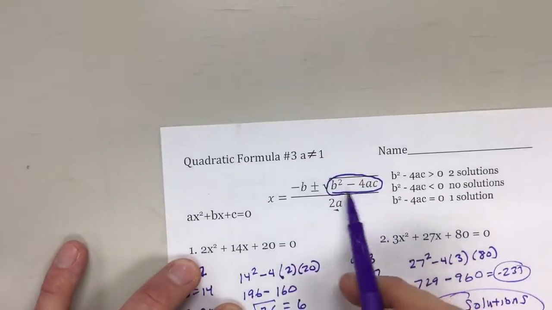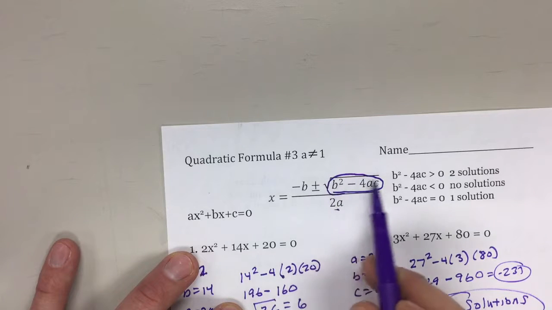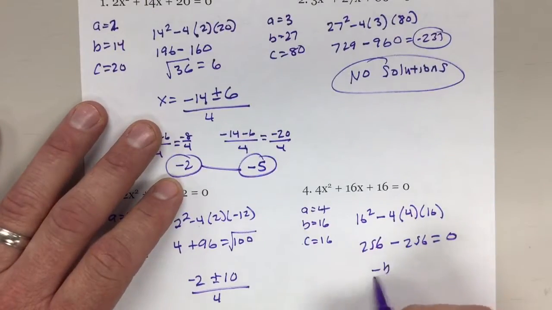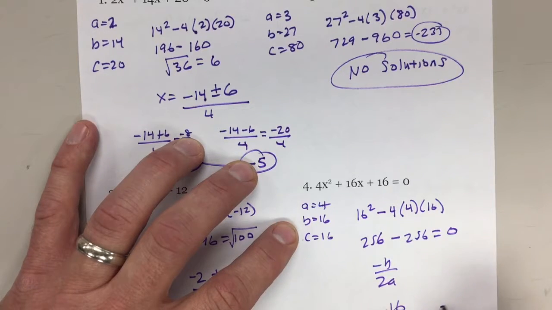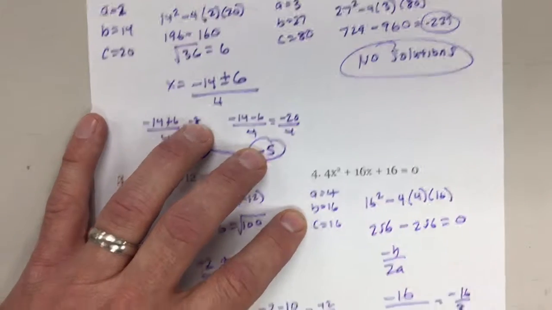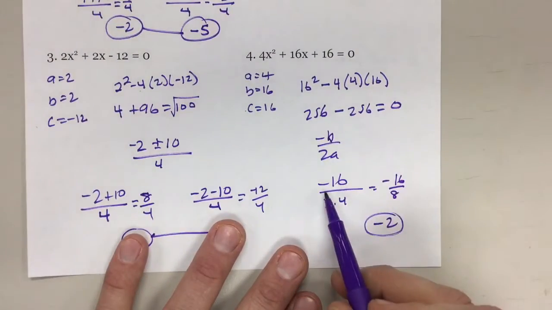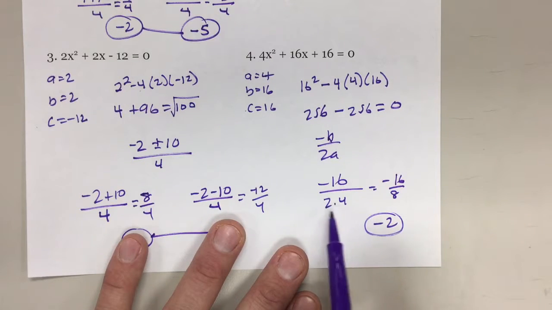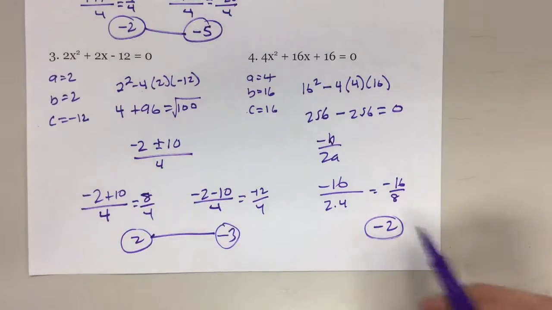And then remember, when this stuff is 0, it doesn't make any sense to take the square root of 0 because that's just 0. So I lose the plus minus part of the equation. So all I have left is negative b over 2a. So our answer would be negative b over 2a, and b is 16, and 2a is 2 times 4, so it's negative 16 over 8, which is negative 2. So I'm doing negative b over 2a, so negative 16 divided by 2 times a, and a was 4. 2 times 4 is 8, and negative 16 divided by 8 is negative 2. So there's only one answer for that one.